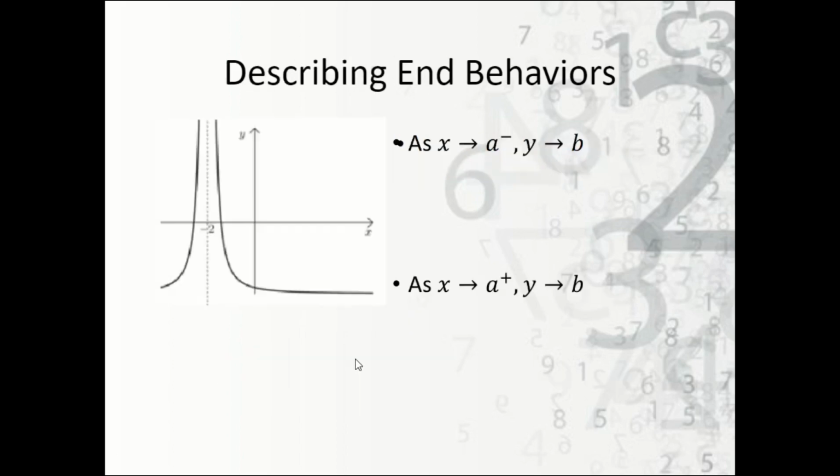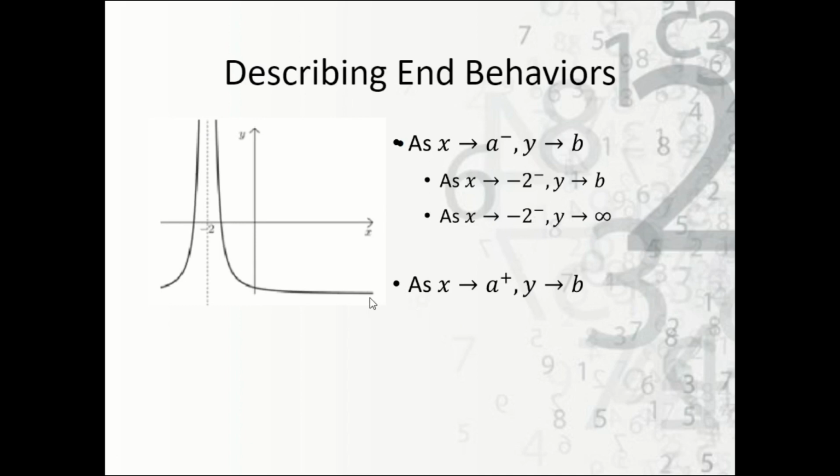So an example of this would be here. So we have our function here, and we have a vertical asymptote here at -2. So we're going to say then, as x approaches -2 from the left side, what is y doing? Well, as we get closer to -2 from the left side, we can see that y is increasing exponentially. So y is approaching infinity. So as x approaches -2 from the left side, y is approaching infinity.